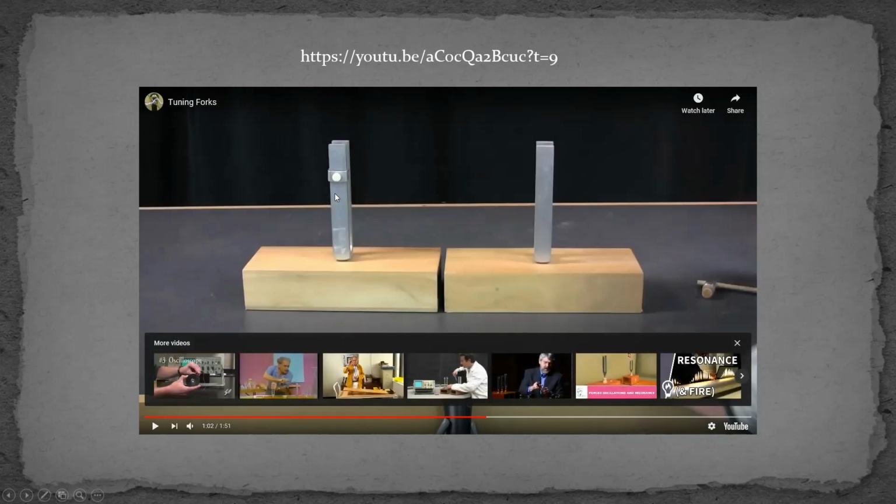When he attaches this extra clip, that changes the physical composition of the tuning fork, so it changes its natural frequency. This tuning fork no longer has the same natural frequency as the one on the right. So watch what happens this time when air from the tuning fork on the right is exposed to the tuning fork on the left.